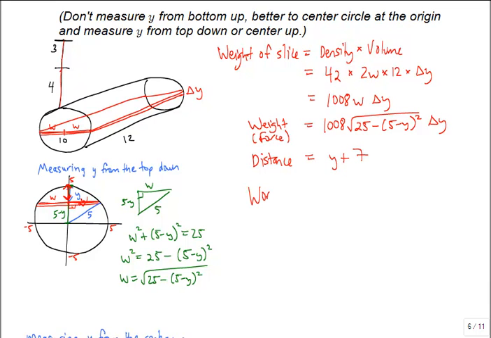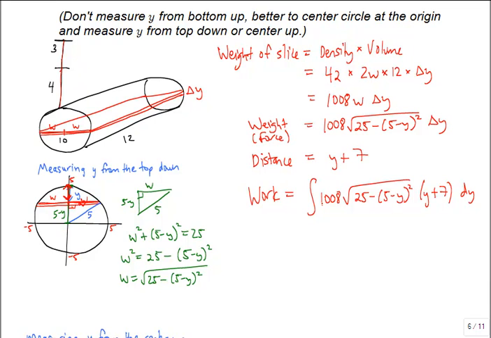So now my work integral is going to become the integral of all of this weight right here. So 1008 times the square root of 25 minus (5 minus y) quantity squared. The delta y becomes my dy. And then this distance is just y plus 7. And then the bounds for this. How does y need to vary? Well, y is going from the top down. So at the very top, y would be 0. And what distance would it be for the y to measure all the way down to the bottom of the circle? Well, that's that diameter of 10.